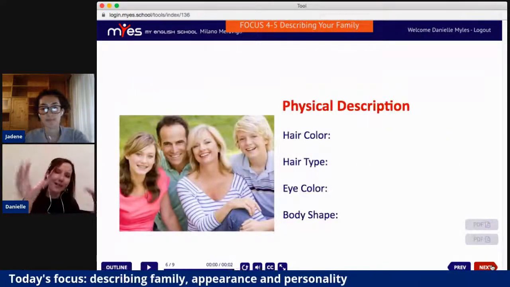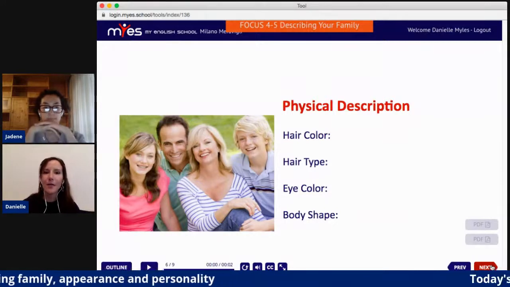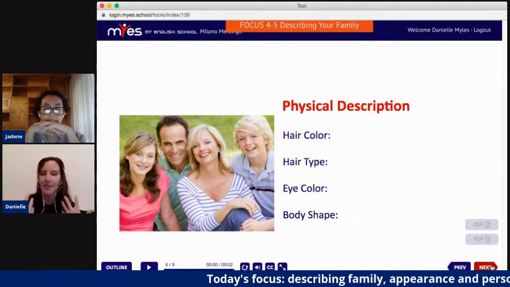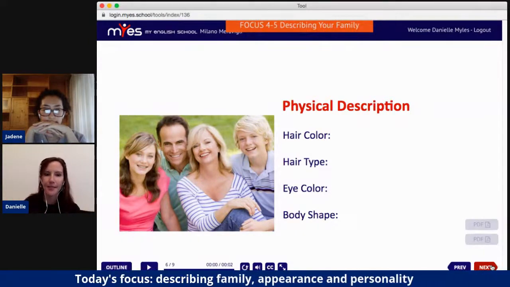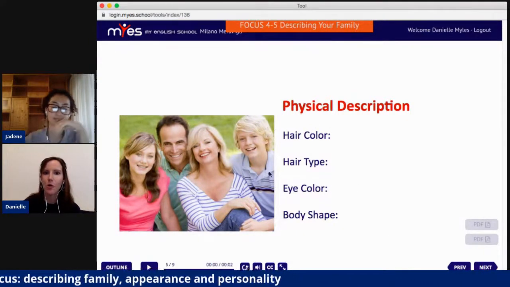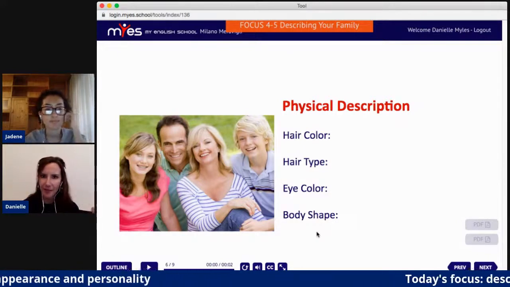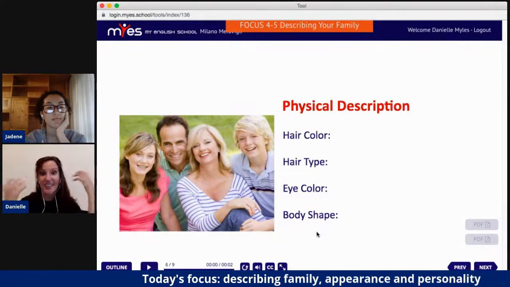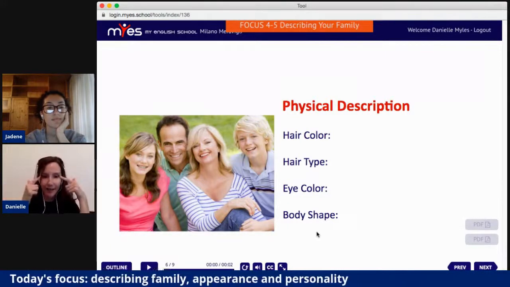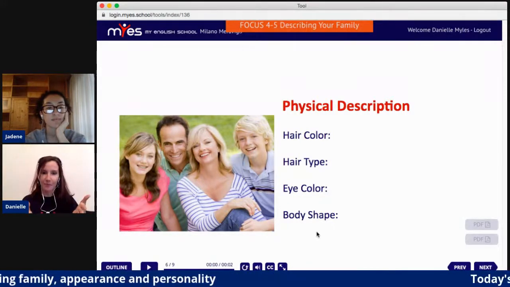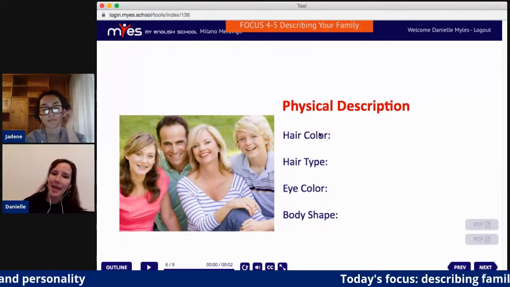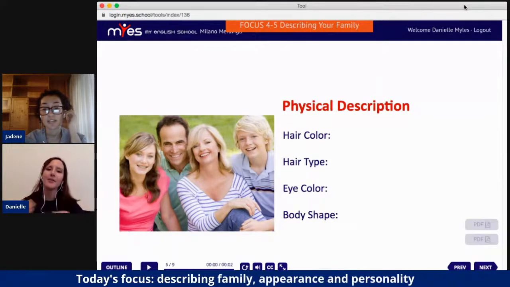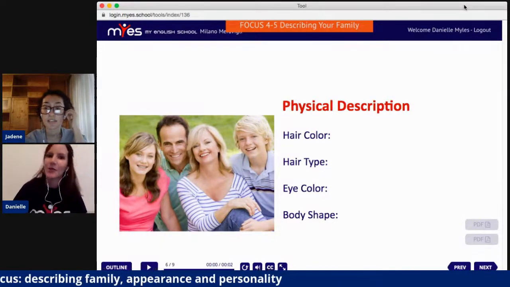So we've spoken about family members. Now let's talk about physical descriptions. So describing how someone looks. So here we have 4 different aspects of people's appearance. We've got hair color, hair type, your eye color, and your body shape. So what are some examples of hair color? Can you let us know? Type in your hair color. Can everyone let us know what your hair color is?